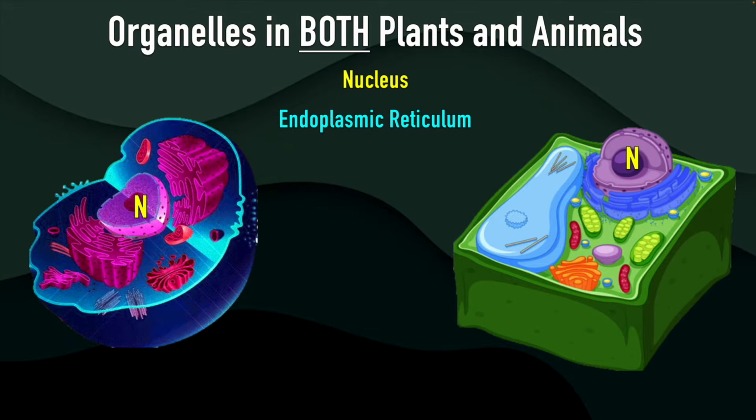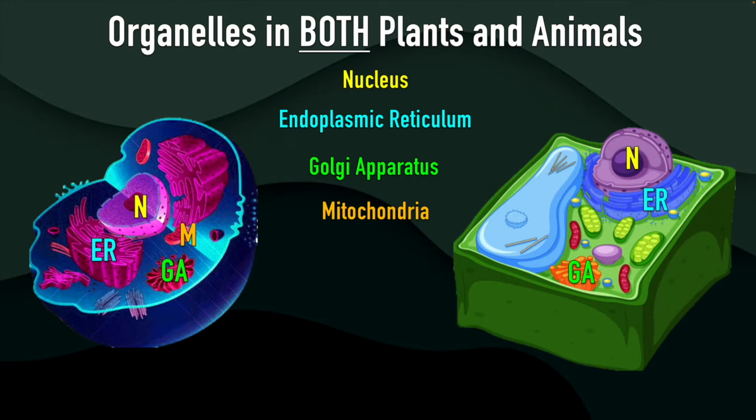The endoplasmic reticulum, which is that kind of squiggly stuff around the nucleus. The Golgi apparatus, another kind of squiggly one, but a little bit further away. The mitochondria, which we can see is a bit smaller in both the plant and animal cells. Vacuole, which is again quite small in the animal cell, but significantly bigger in the plant cell.